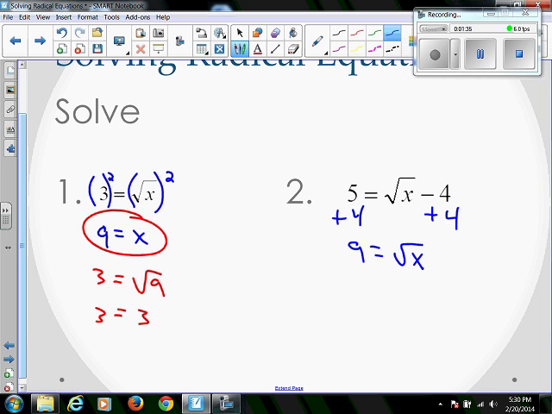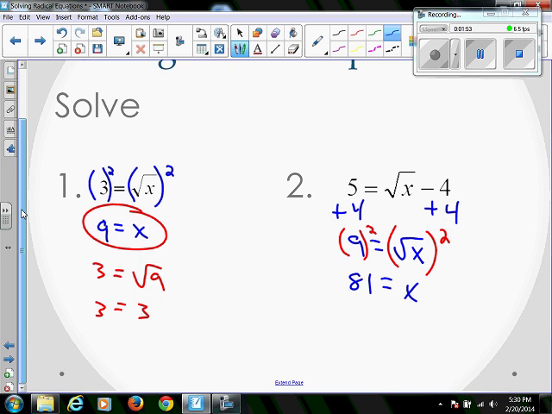Now we need to get rid of the square root. How do we do that? The opposite, or the inverse, of square root is square. So we're going to square both sides. 9 squared is 81. And the square root of x squared is x. So we have x equals 81 is our answer.